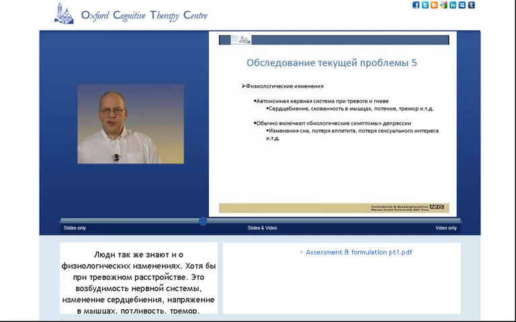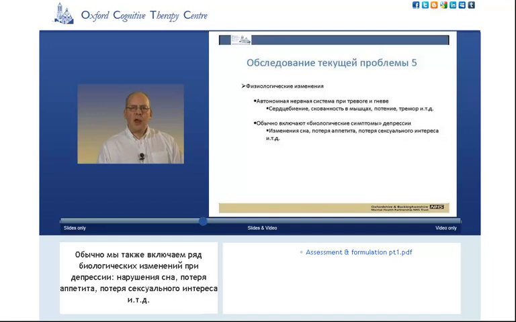Physiological changes, again, at least in anxiety, people are usually fairly well aware of these. Typically, autonomic nervous system arousal in anxiety or anger, things like changes in heart rate, muscle tension, sweating, shaking, breathing difficulties, and so on. We would usually include the so-called biological symptoms of depression under this heading as well: changes in sleep patterns, loss of appetite for food, loss of sexual interest, and so on.